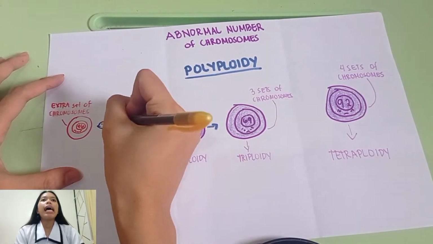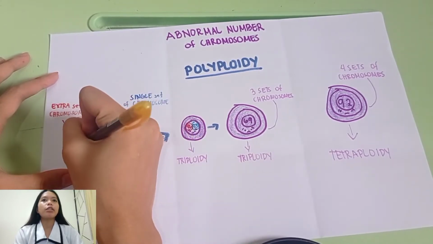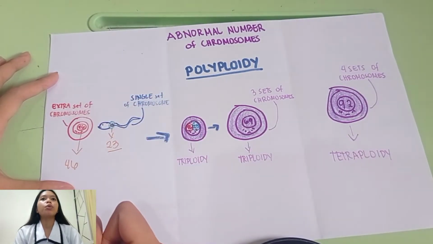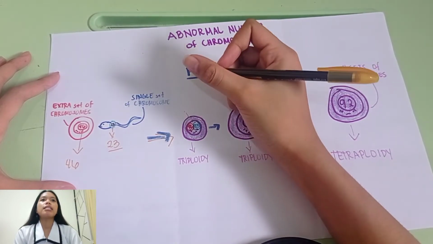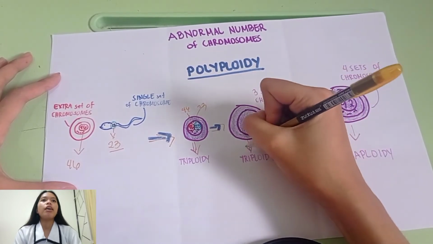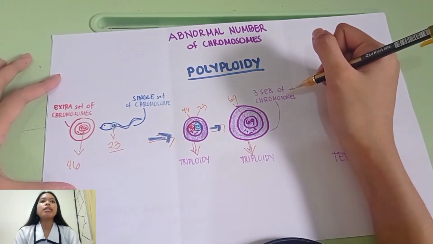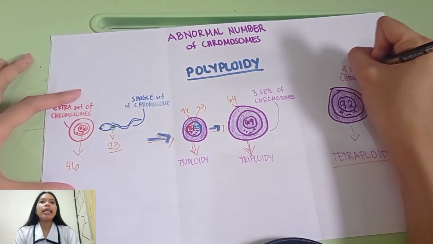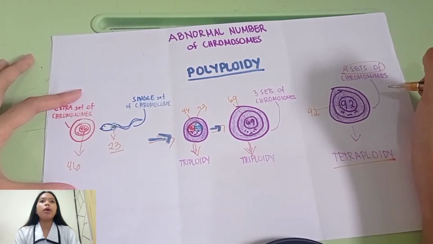For example, an egg may include an extra set of chromosomes totaling 46 chromosomes, whereas sperm may have only one set of chromosomes totaling 23 chromosomes. When they come together, the consequence is triploidy, which means the resulting zygote has 3 sets of chromosomes for a total of 69. Tetraploidy refers to the presence of 4 sets of chromosomes, totaling 92. Polyploidy includes triploidy and tetraploidy, both of which are incompatible with life.